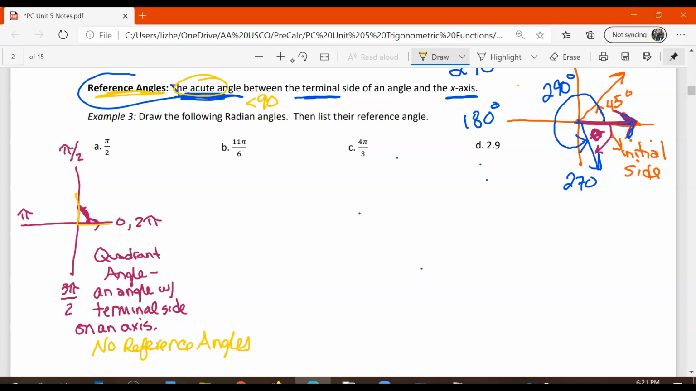Moving on to 11 pi over 6. So this is 0. And this is 2 pi, which would be 12 pi over 6. You want to get the same denominator, and so for 2 pi, it would be 12 pi over 6.